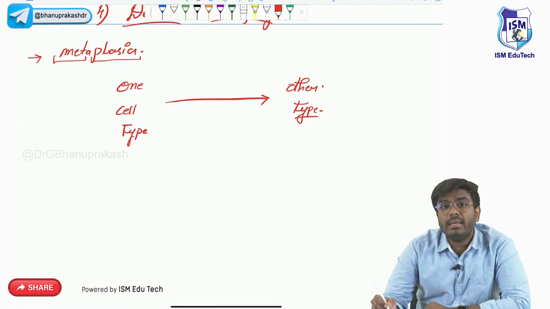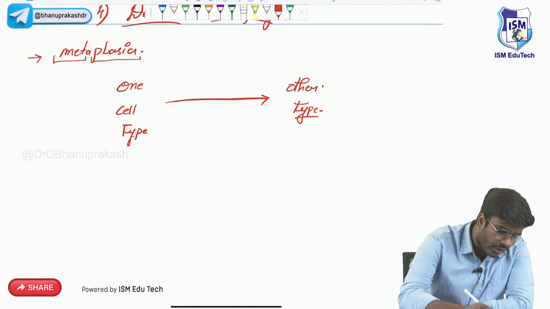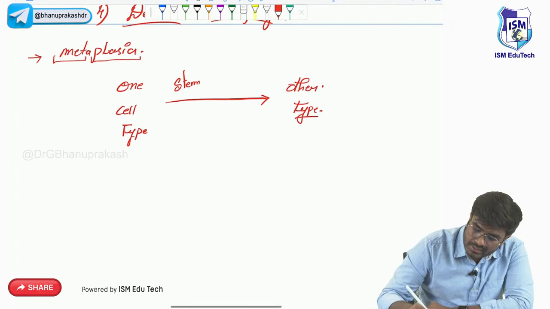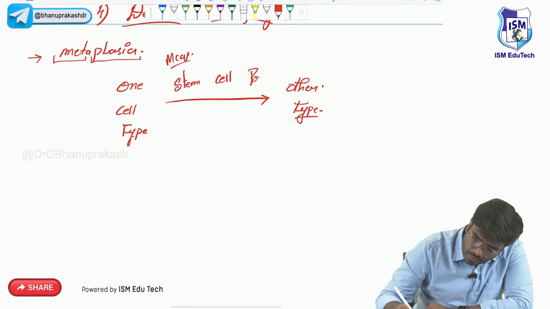Okay, why? Stem cell programming. Very, very important. This is a very important MCQ which I want you to know. It's the stem cell programming. The mechanism MCQ: the stem cell programming.